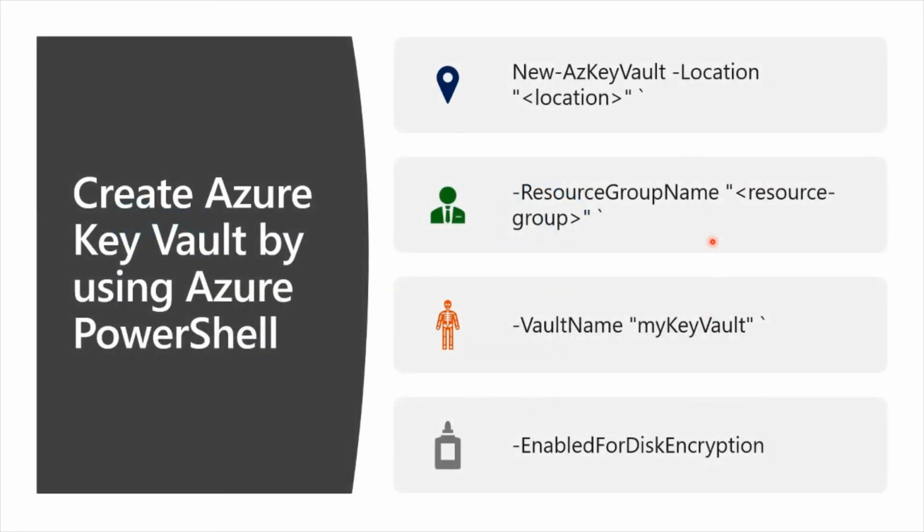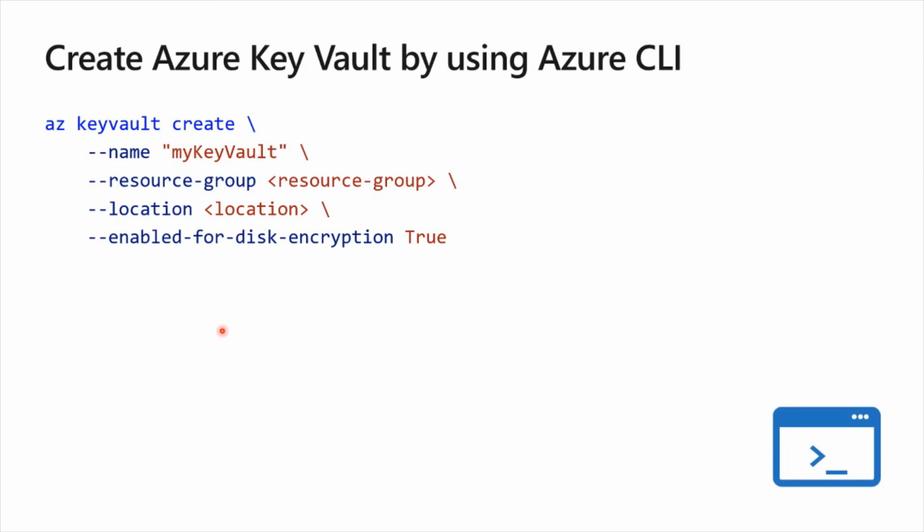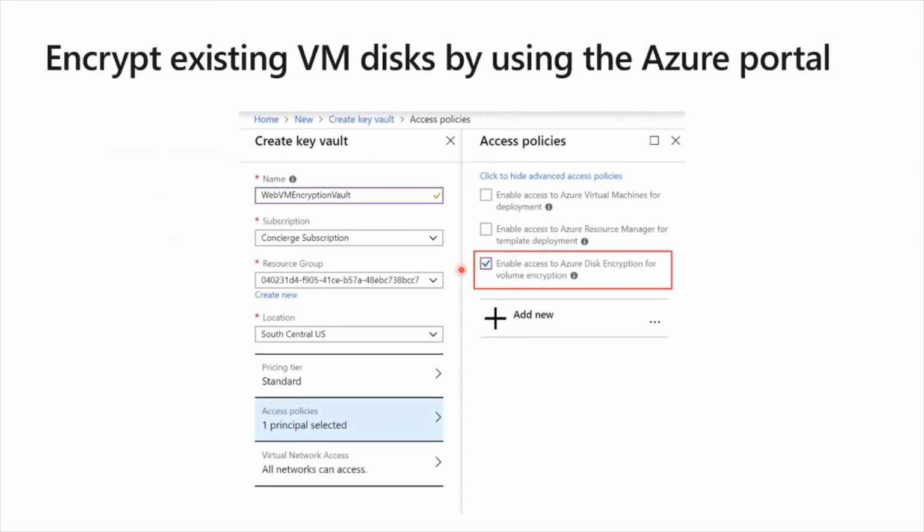We are not going to create Azure Key Vault, but this is the command, very simple. You say New-AzKeyVault, location, then resource group name, then vault name, and then enabled for disk encryption. Simple, right? After creating this, you can use it for the virtual machine. I'm going to do another video for this, that's why I don't want to discuss it.